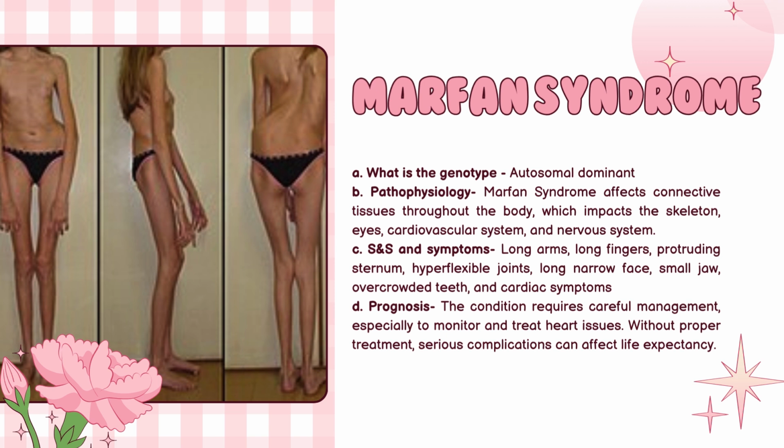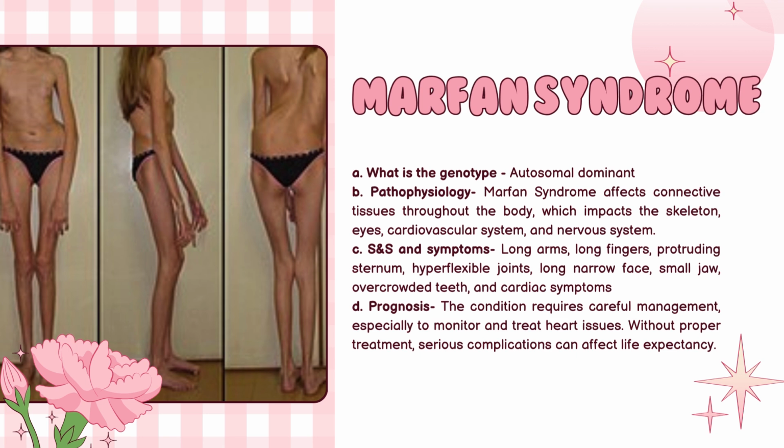Now let's talk about these illnesses. Well, let's talk about Marfan syndrome, and the genotype of this is autosomal dominant. So you only need one allele to be present for this disease to show. And this affects the connective tissue throughout your body, and it affects the skeleton, eyes, and cardiovascular system. And you can kind of see the signs and symptoms. You'll have long arms, long fingers, hyperflexible joints, overcrowded teeth.